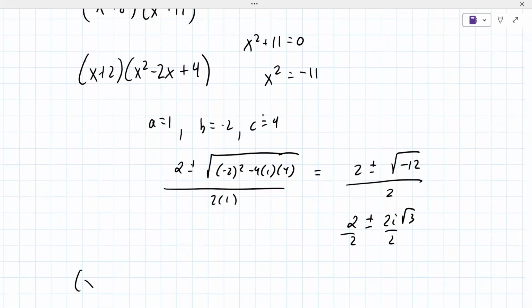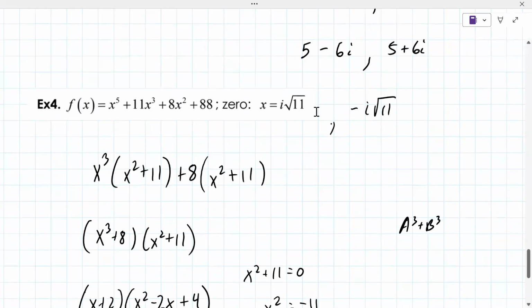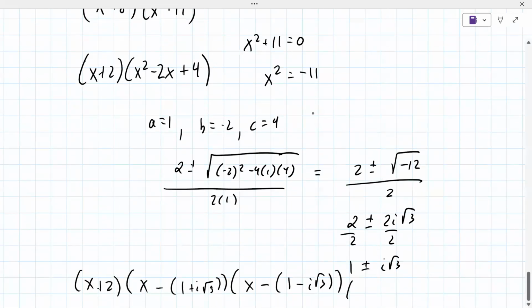You can see it just gets really messy. You've got the x plus 2. You've got 1 plus or minus i square root of 3. So you've got x minus 1 plus i square root 3, x minus 1 minus i square root 3. And then you've got the 2 that you started with from the beginning. So it's x minus i square root 11, x plus i square root 11. I guess that's how your teacher wants you to present your answer.